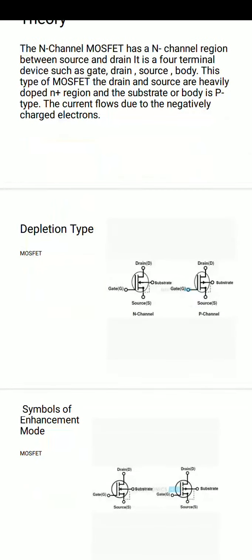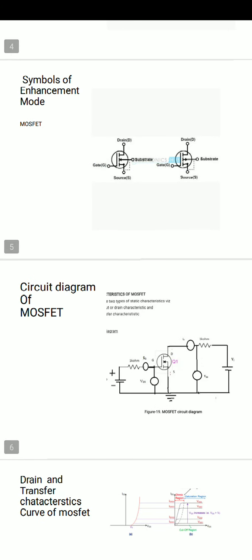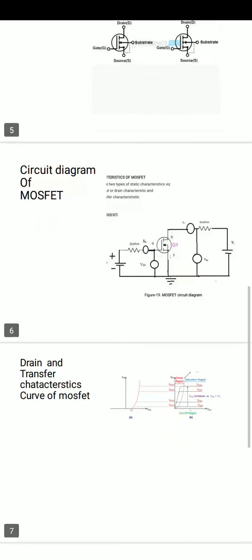This is the symbol of depletion type MOSFET. This is N-channel MOSFET and this is P-channel MOSFET. Next we go to the symbol of enhancement MOSFET. This is N-channel MOSFET and this is P-channel MOSFET. This is the circuit diagram of MOSFET.